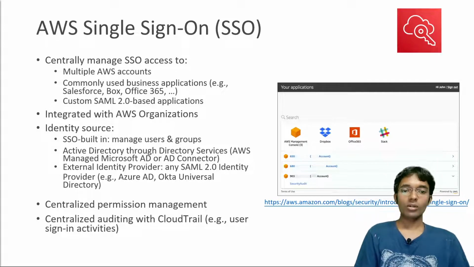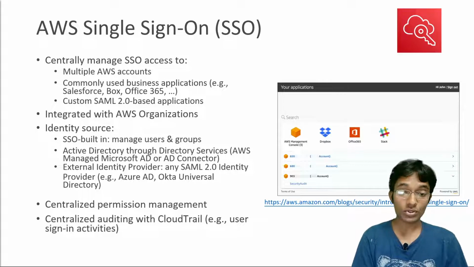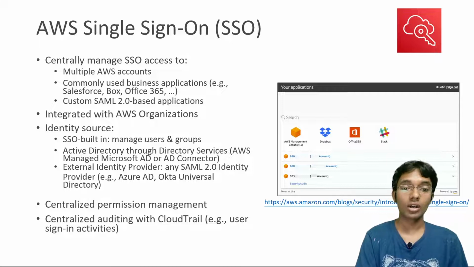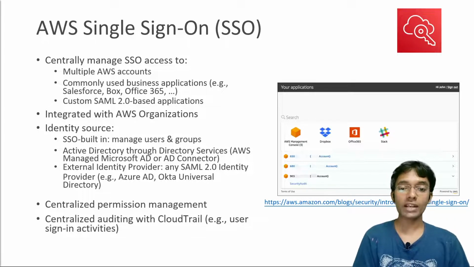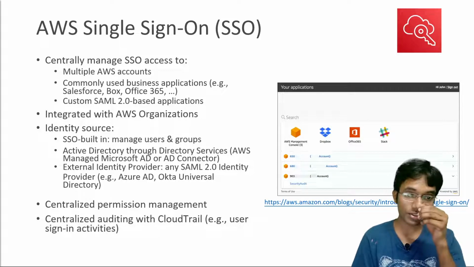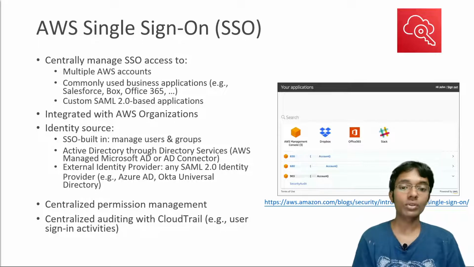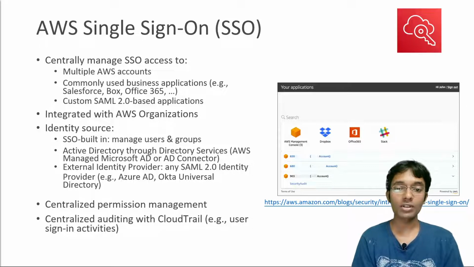Okay, so now let's talk about AWS Single Sign-On, or SSO for short, which is the next evolution for managing single sign-on across your AWS accounts and applications. You are going to get access to multiple accounts using a single login, as well as access to any commonly used business applications. So this is SAML 2.0 compliant SSO.